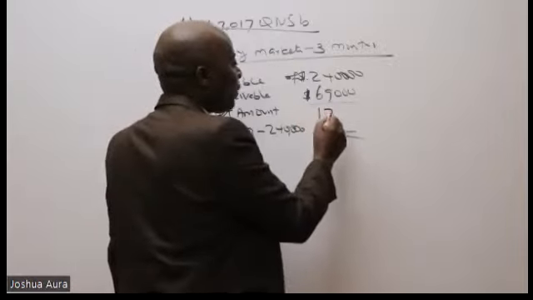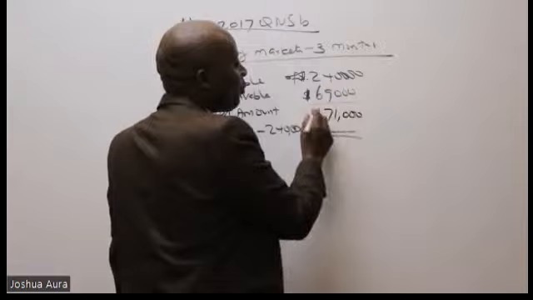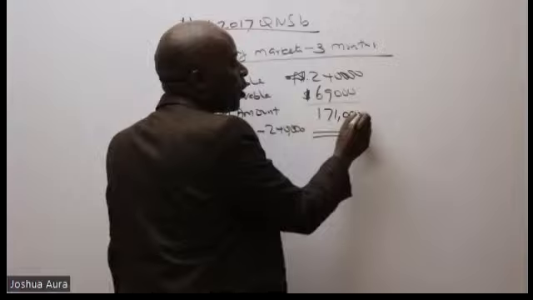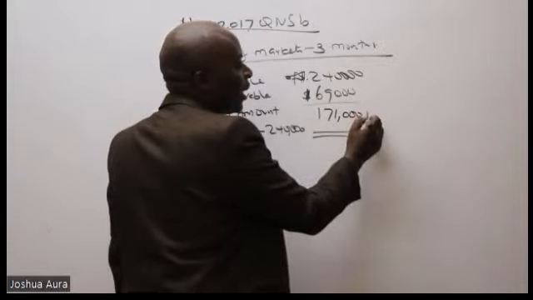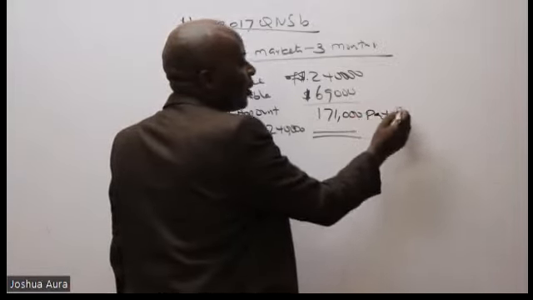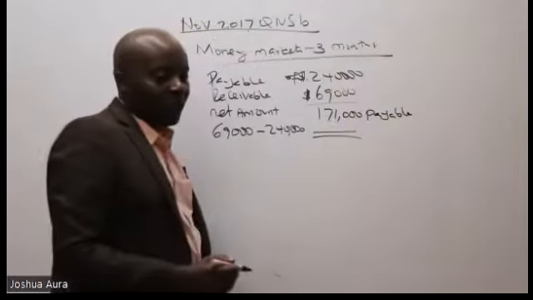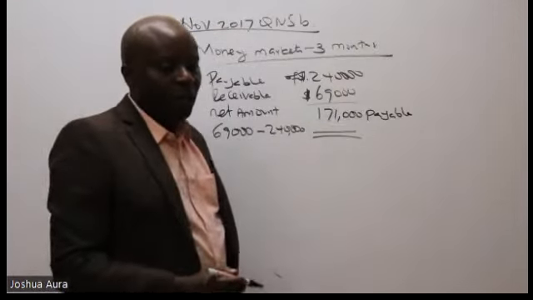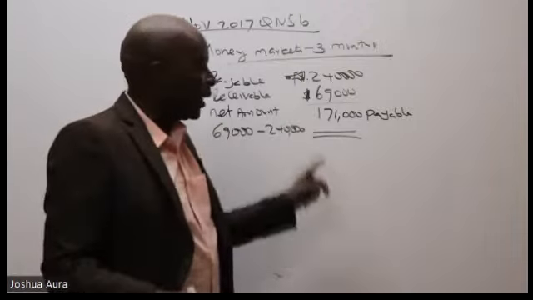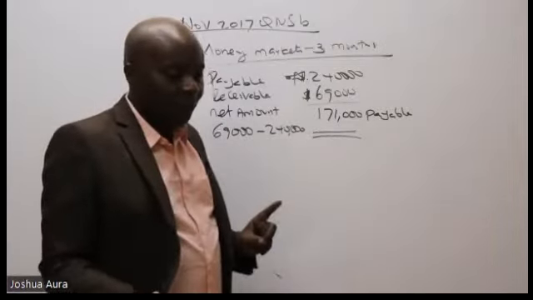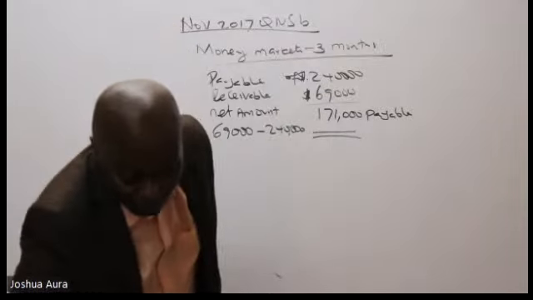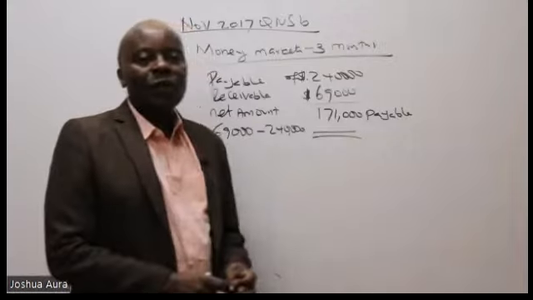So it is 171,000. Instead of putting a negative outflow, you simply tell us it's a net payable. At the end of the day, this figure is a payable. But instead of putting negative, it's a payable. Negative means cash outflow. So are we together, ladies and gentlemen, up to here?